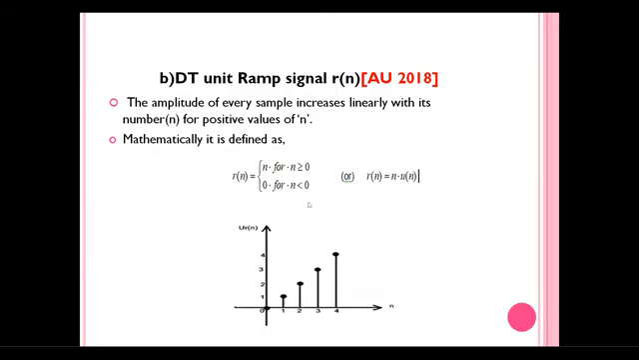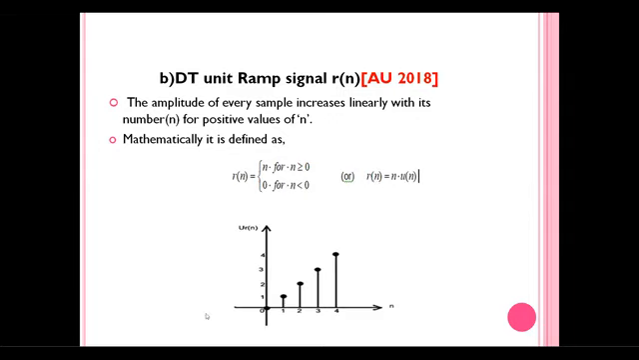What is the mathematical expression for a unit ramp? A unit ramp can be described as r of n, since it is discrete. So r of n equal to n for n greater than or equal to 0, and 0 for n less than 0. Otherwise, r of n can be described as r of n equal to n into u of n. If it is a continuous ramp, r of t equal to t into u of t. So in place of t, if you substitute n, that is said to be the discrete ramp signal.